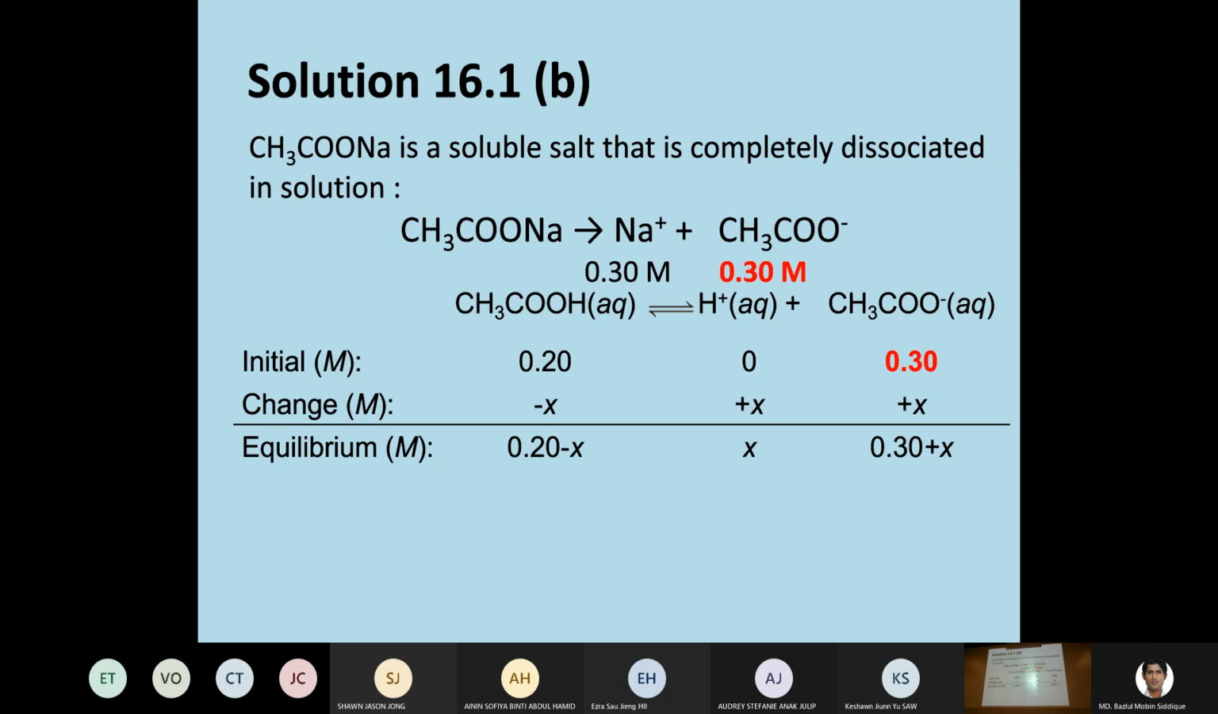Okay, so this is on top of this 0.2. This X amount that has been dissociated is getting added up. So this part, please take note, 0.3 plus X, 0.3 plus X.